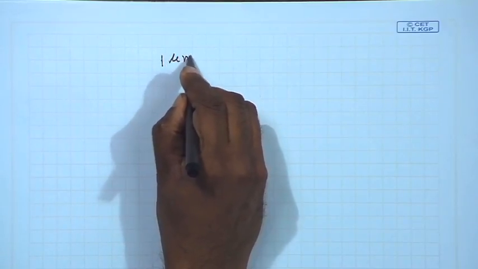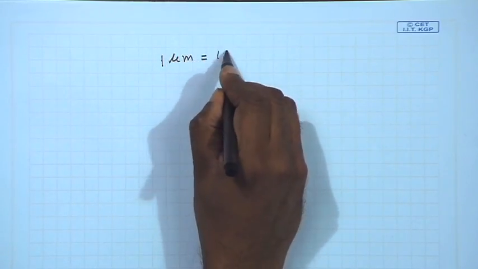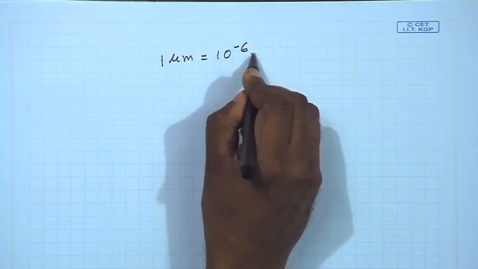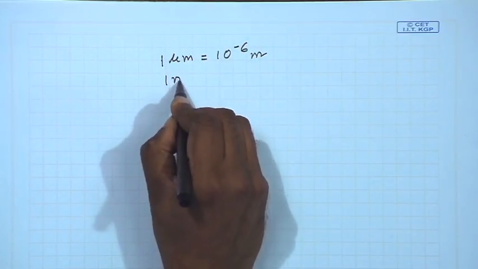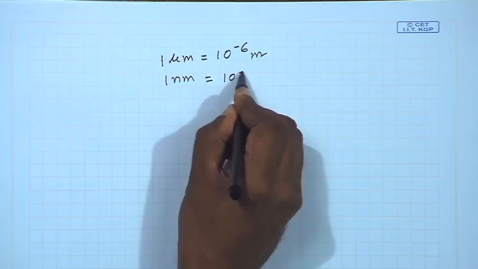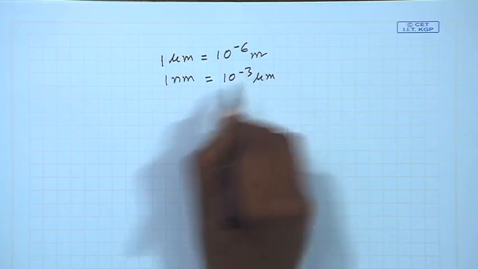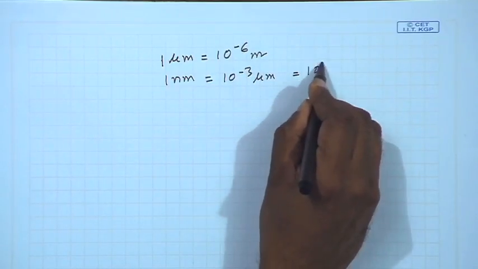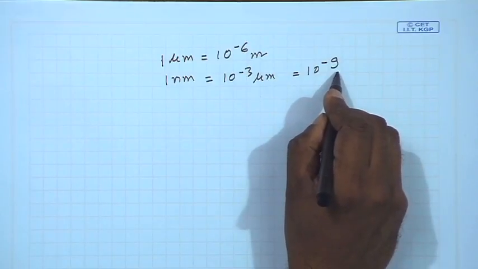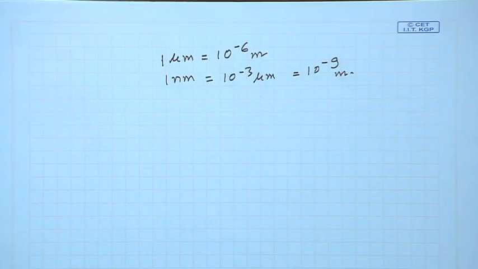Now, what is a nanometer or micrometer? First let us know about this. 1 micrometer we define as 10 to the power minus 6 meter, and 1 nanometer is 10 to the power minus 3 micrometer. So, 1 nanometer is basically 10 to the power minus 9 meter. Obviously, this shows that it is a very small length scale we will be talking about.